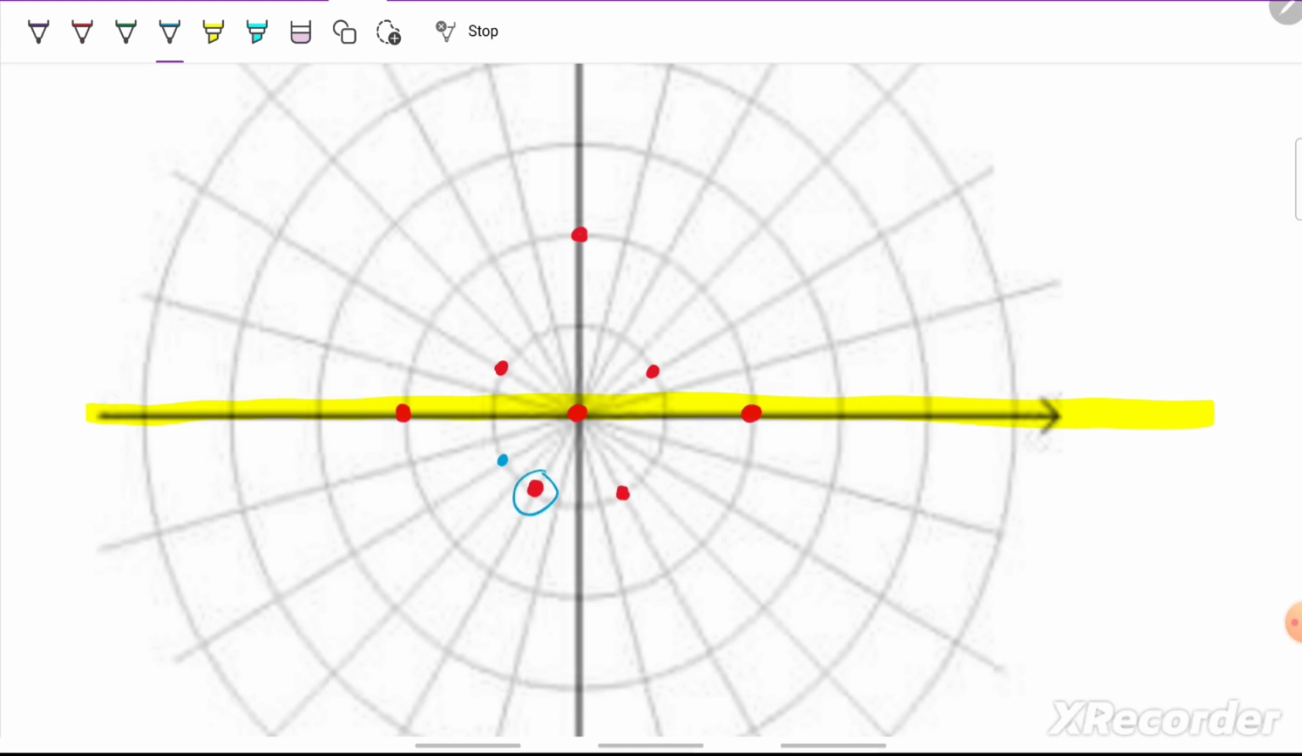If I reflect this next point up, it's going to be right here. The point at the pole is going to stay there, but this point up here is going to reflect down. Our next point here, I'm going to reflect up. Comes right here. And reflecting this point down, I'm going to get another point right there.